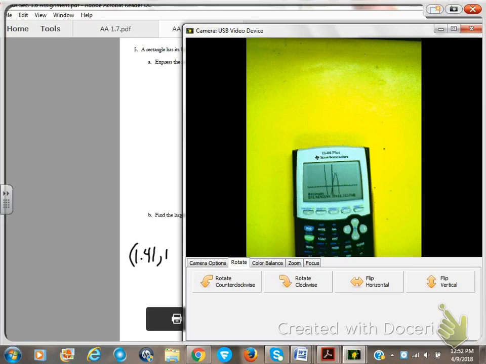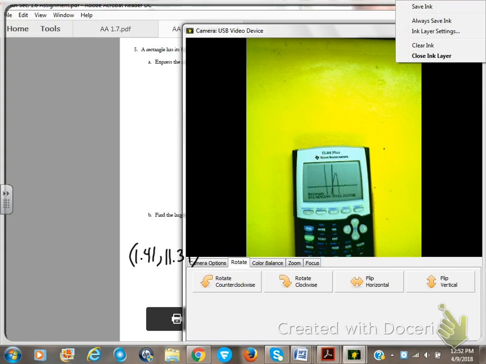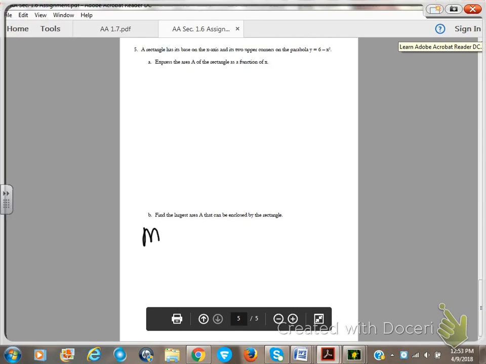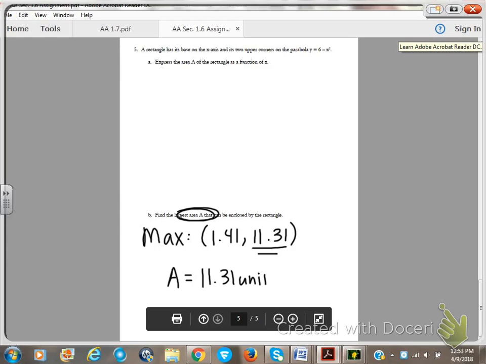Close that out. So again, this was the max, sorry. Happened at 1.41, comma 11.31. Since it's asking for the largest area, that would be your second value. So the maximum area is 11.31 units squared.